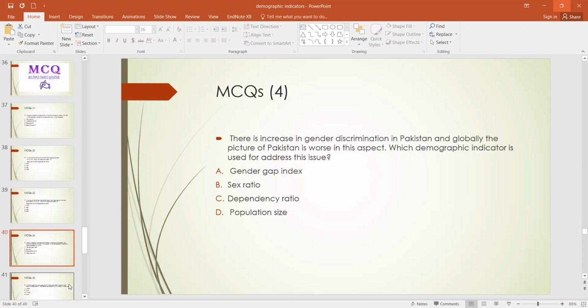There is increase in gender discrimination in Pakistan and globally. The picture of Pakistan is worse in this aspect. Which demographic indicator is used to address this issue? Gender gap index, sex ratio, dependency ratio, population size. A, gender gap index is the right answer.